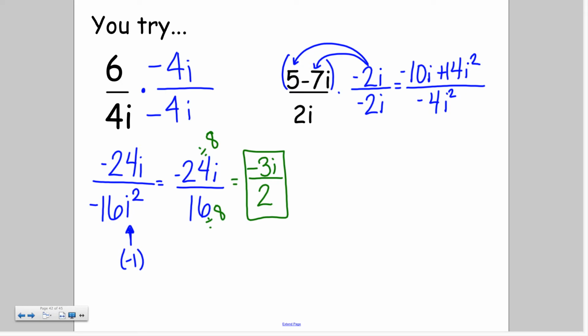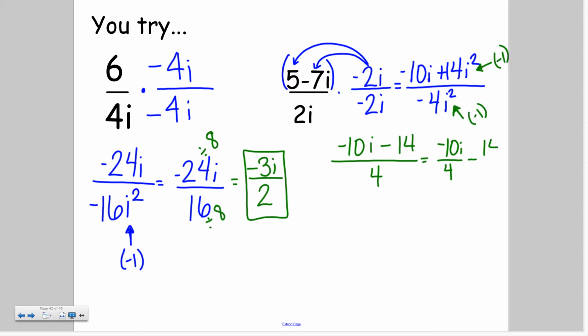All right. This is a negative 1, and this is a negative 1. So now we end up with negative 10i, and then 14 times a negative 1 is a negative 14 over, and then a negative 4 times a negative 1 is 4. Now I'm going to separate these two. So I'm going to end up with negative 10i over 4 minus 14 over 4.